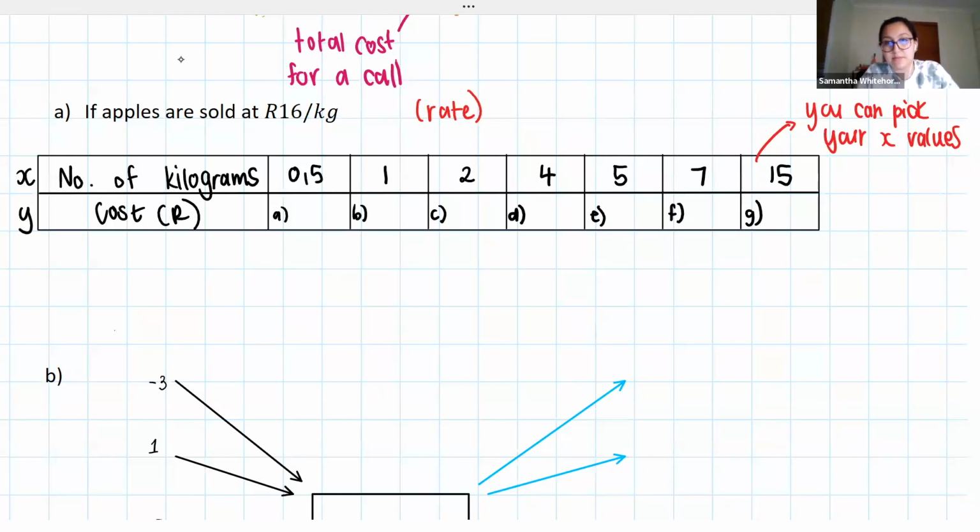Let's see what we get. So how much does 0.5 kilogram cost? 1 kilogram, 2, 4, 5, 7, and 15 kilograms. Use those variables, use that information, and let's see what we get. Again, on the chat, remember to number your answers, so that I know what's what.